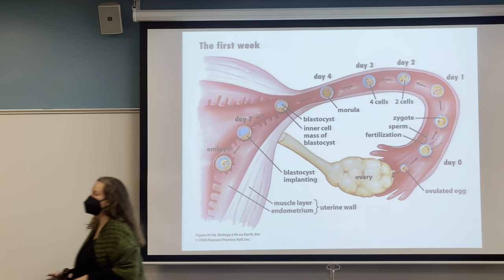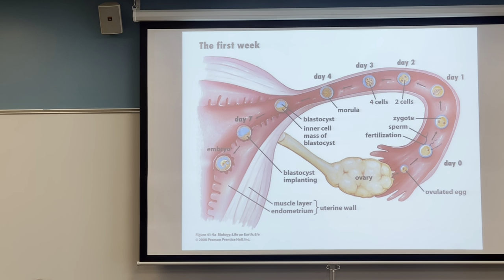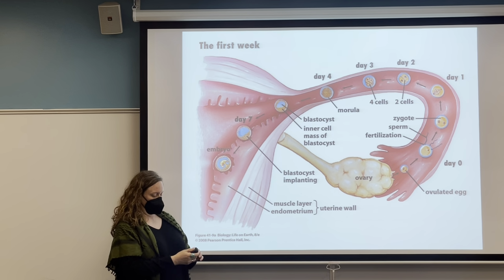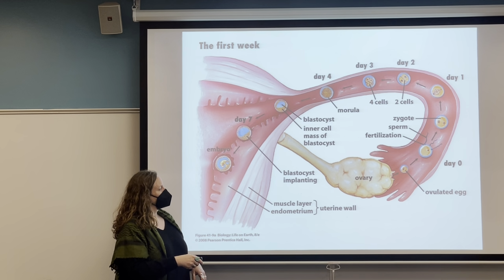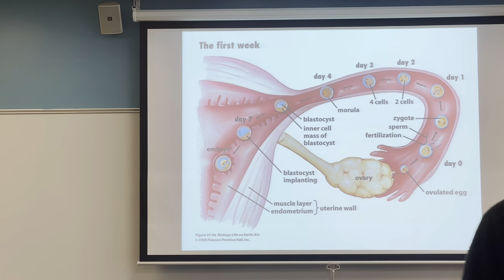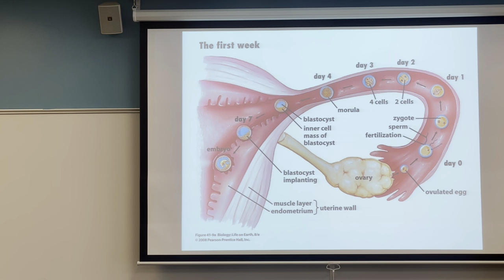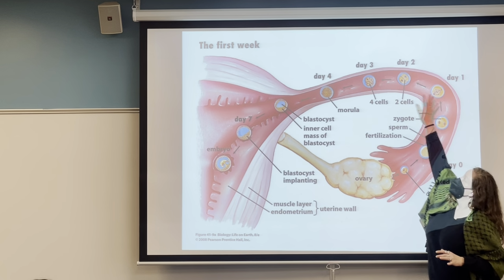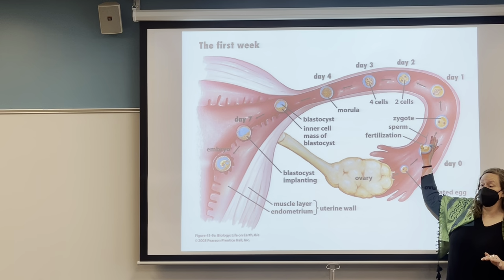A little review of development. Remember, fertilization occurs where? In the oviduct, in the fallopian tube, in the ovarian tube. Remember, fertilization usually occurs somewhere in the arm of the fallopian tube, oviduct, ovarian tube.